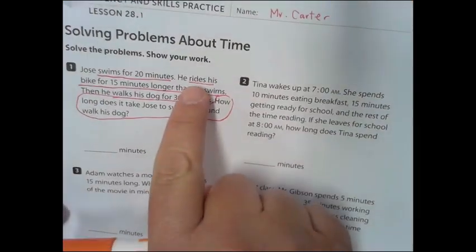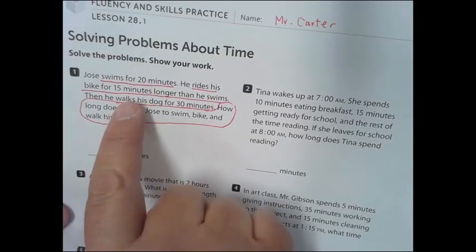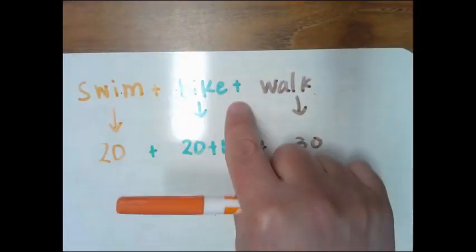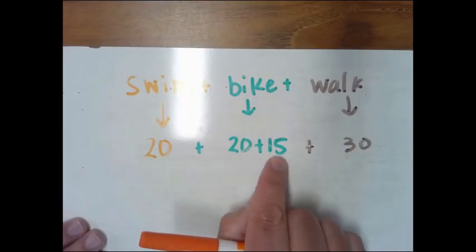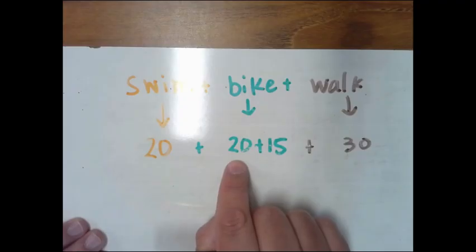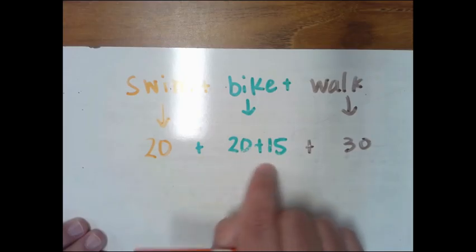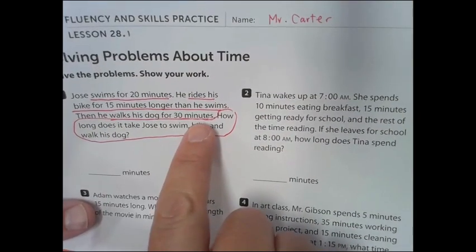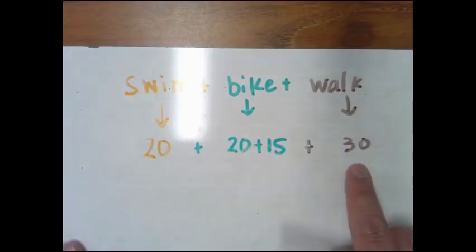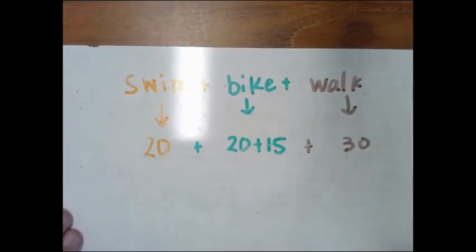Now when it comes to biking, we have to figure out a little bit. It says rides his bike for 15 minutes longer than he swims. So here's what I did in green, the biking. It's 15 minutes longer than swimming. We know the swimming is 20 minutes, so we have to add 15 minutes to it, and that's going to give us what he does for biking. And then finally, he walks his dog for 30 minutes. Again, they straight up told us that, so I did it in brown. Walking is 30 minutes.